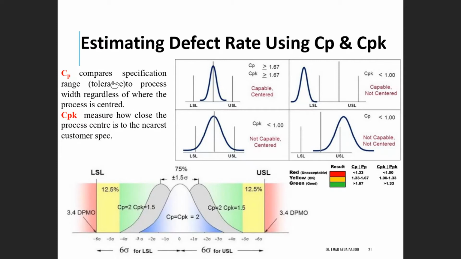The CP compares the specification range or tolerance to the process width, regardless of where the process is centered. You see here, this is a CP. The process is capable, or has a potential capability, but is not centered. It's away from the specification. You can compare it to here. You see how wide it is in terms of variability, and here it's narrow. The deviation is very narrow, but it's away from the center line of the specification. The CPK measures how close the process is centered to the nearest customer specification. It shows you here how close the process is to the center of the specification.